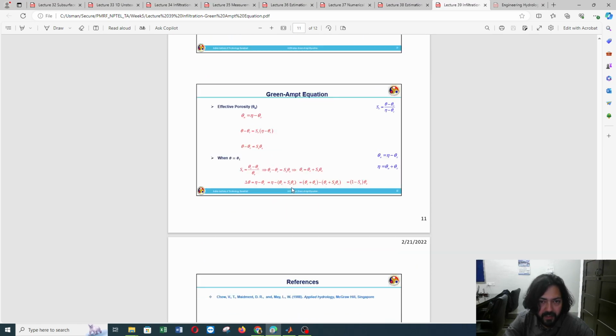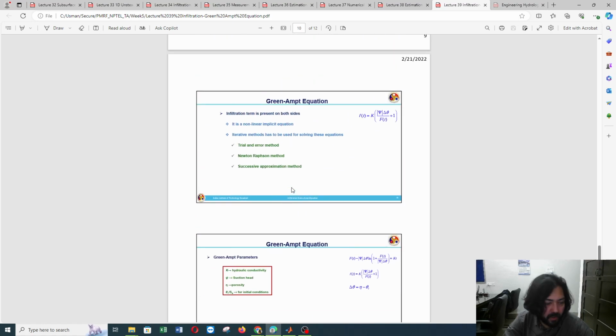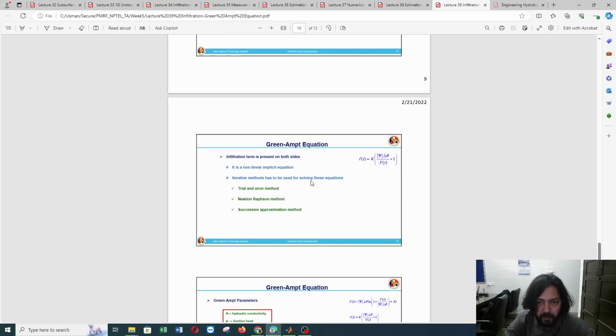Let us see if there is some example based on this. So there is no given example in this. I think we need to take a few examples based on the Green-Ampt equation as well.